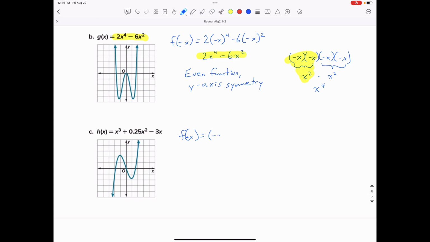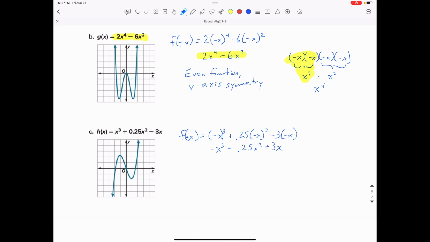So that's going to be negative x to the third power plus 0.25 times negative x to the second power minus 3 times negative x. So negative x to the third power, that's going to be negative x to the third, plus, when we take negative x to the second power, remember that does equal positive x to the second power, so this is 0.25 x squared. And then negative 3 times negative x, since they're both negative, that's going to be a positive 3x.